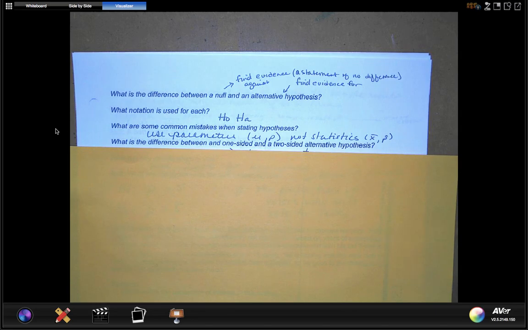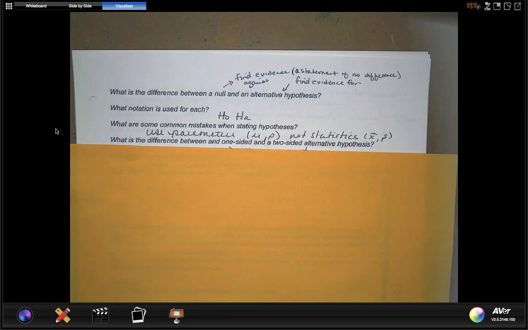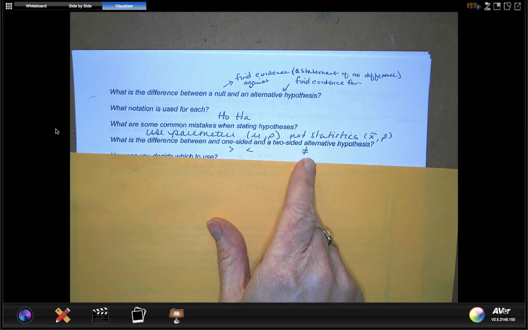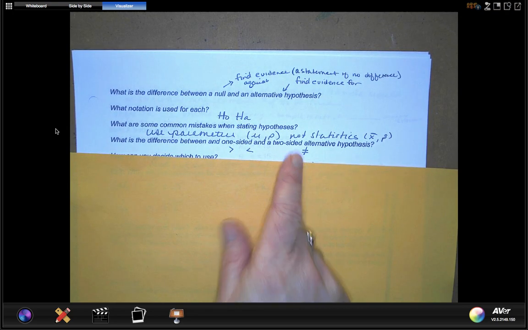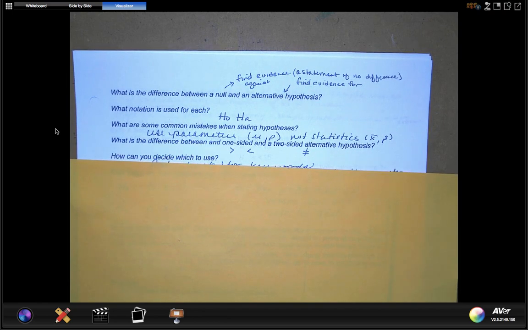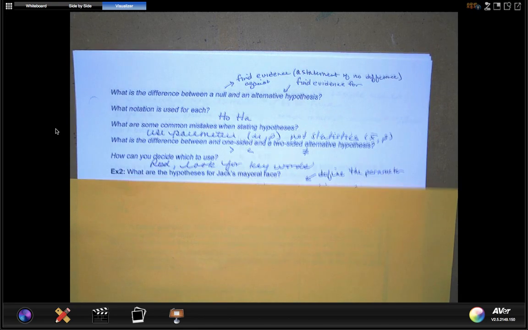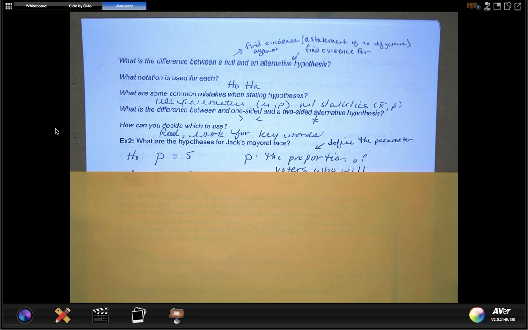We have one-sided and two-sided alternative hypotheses. In this one right here, the HA is just going in one direction, so this is a one-sided. One-sided is like greater than or less than. The two-sided is not equal to. If you notice here, it's the HA, the alternative, that has the greater than, the less than, the not equal to. It's not the H0. In our textbook, the H0 is always going to be equal. How do you decide which way you're going to go? You've got to read and look for keywords. All right, so when we write out the hypotheses for Jack's mayoral race, we're testing the proportion.